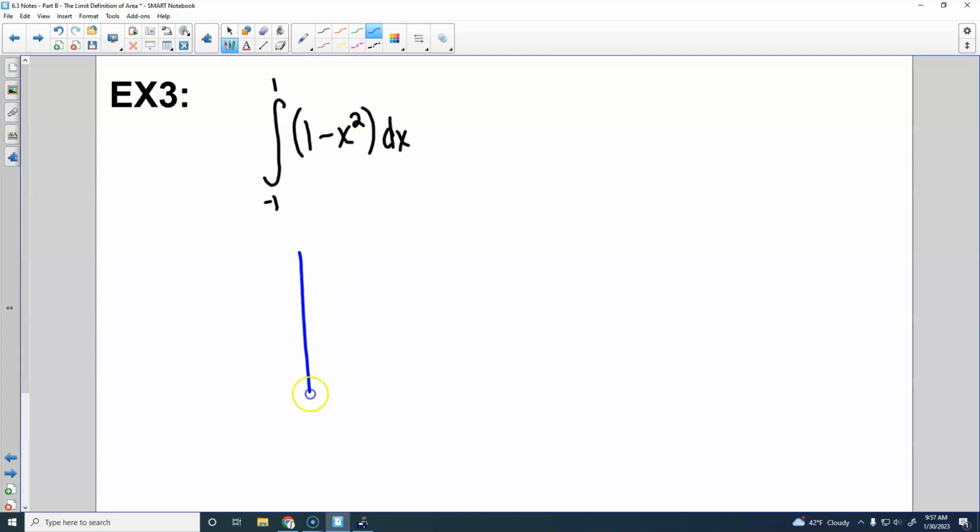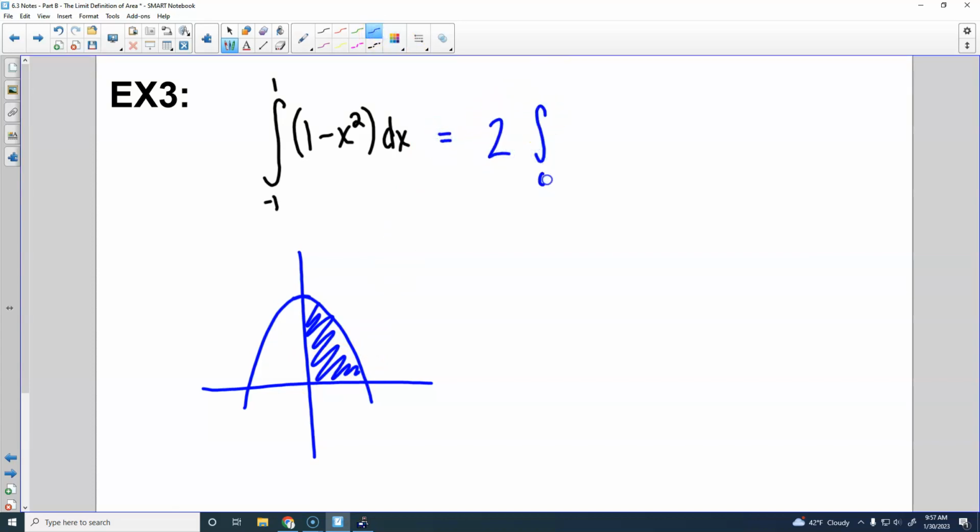So, something like 1 minus x squared, what does it look like? It's a parabola. Is it smiley face or upside down? Upside down, it's going to cross right there at 1. What do you know about this particular graph, particularly the sides of the graph? It's symmetrical. So if I find this area right here, I could just double it, right? So what you're going to do is 2 times the integral from 0 to 1 of 1 minus x squared, like that.